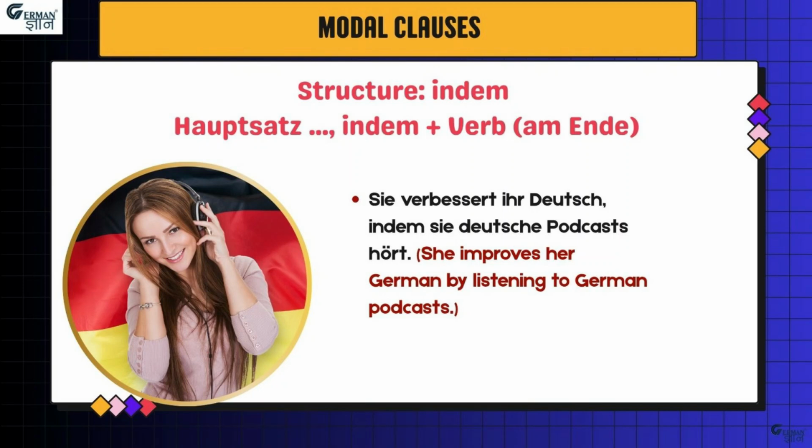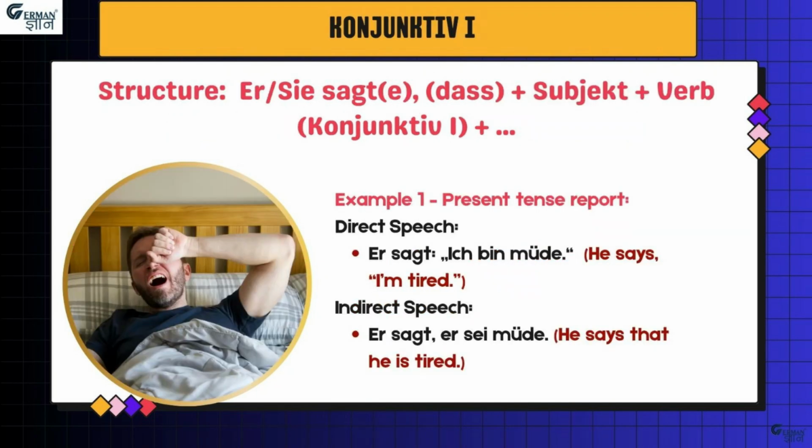Again the structure will be Hauptsatz, that means the first sentence will be subject plus verb plus object, then you place a comma, then you write indem, then the verb at the end of the sentence. For example, Sie verbessert ihr Deutsch, indem sie deutsche Podcasts hört, means she improves her German by listening to German podcasts. Then comes Konjunktiv I, also known as reported speech.